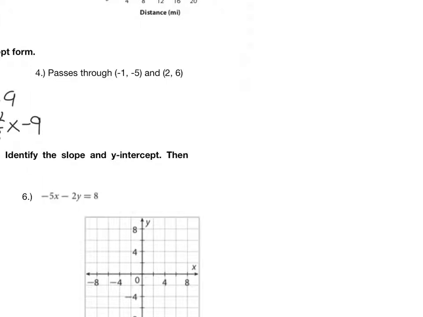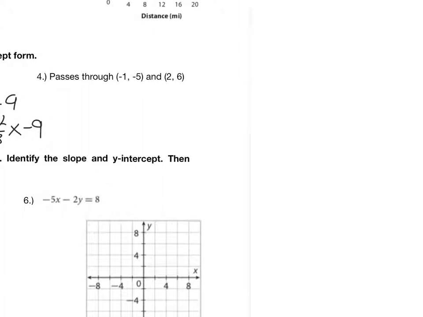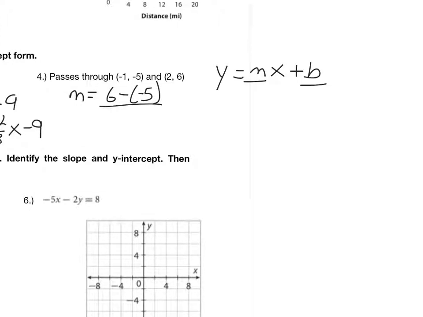Number 4 passes through -1, -5, and 2, 6. So remember, we're wanting to write this in slope-intercept form, which is y equals mx plus b. So we need a slope and we need a y-intercept. We don't have either, but we could figure out our slope because we're given 2 points. So remember, slope is going to equal y2 minus y1, or 6 minus -5, over x2 minus x1, or 2 minus -1. So 6 plus 5 is 11, and 2 plus 1 is 3. And that would give you your slope, which is 11/3.